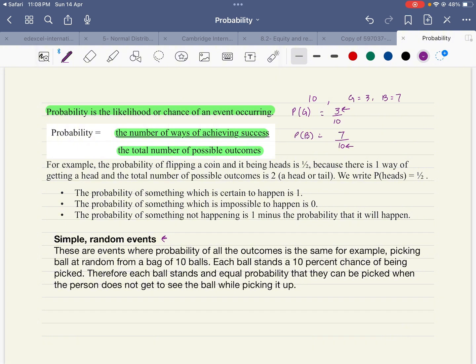Random event means that whenever you have a number of outcomes, for example, in this case 10 people, every person stands an equal chance of being picked. That is a simple random event. The probability of one person being selected will not be higher than the other person being selected. Rather, the probability of each and everything being picked will be equal. That's why they are called random events.